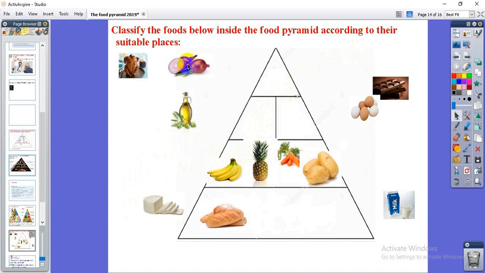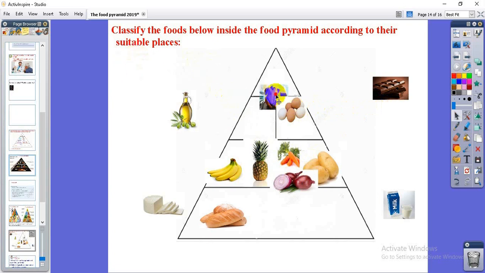Now what about the onion? What is the onion? It's a vegetable. Excellent. Now what about the eggs? Here. Very good. And what do we have to put with the eggs? The chicken. Both are rich in proteins. Now we still have the chocolate, milk, olive oil, and cheese. Where do we put the oil? Up above. Excellent. That's because we need only a small amount of it.